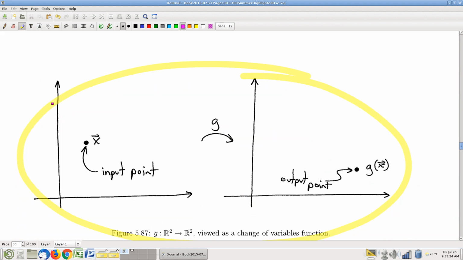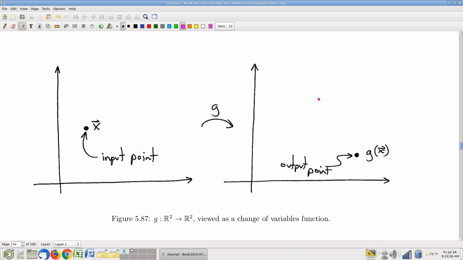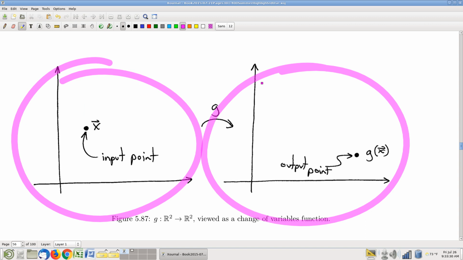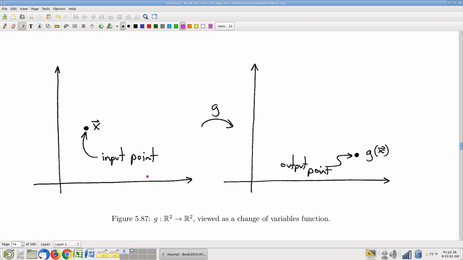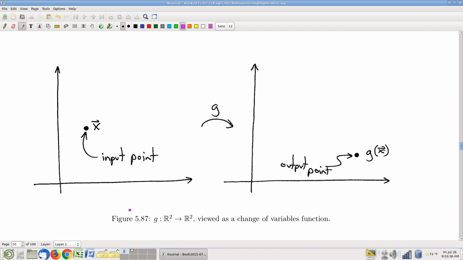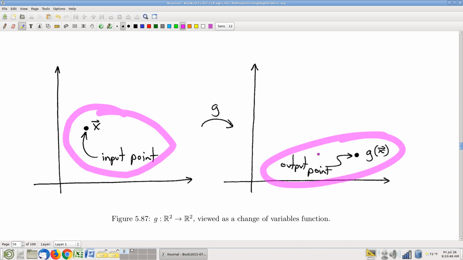Now, here's how you're thinking, perhaps. Here's a function from R2 to R2, for example, and we're accustomed to thinking of the domain as being over here and the target being over here. For example, when we use change of variables. So this is a change of variables function as I've got it drawn here, where I interpret the inputs as points and the outputs as points specifically.